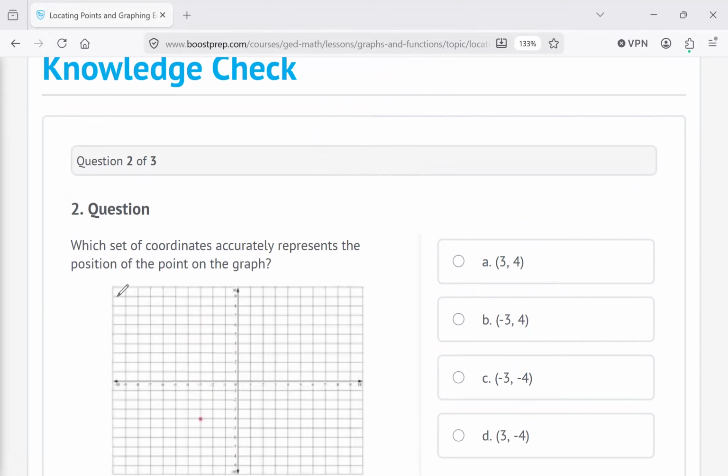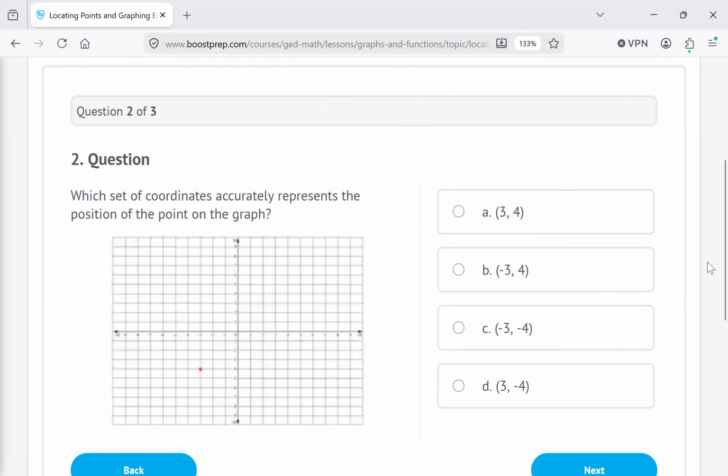Question two, which set of coordinates accurately represents the position of the point on the graph? Okay, so what they have is this little dot. I don't know if you can see it, but it's a little dot, and we've got to label that dot correctly. So let's do that. In a coordinate, it's always the x comma y direction. Here's your x-axis, here's your y-axis.